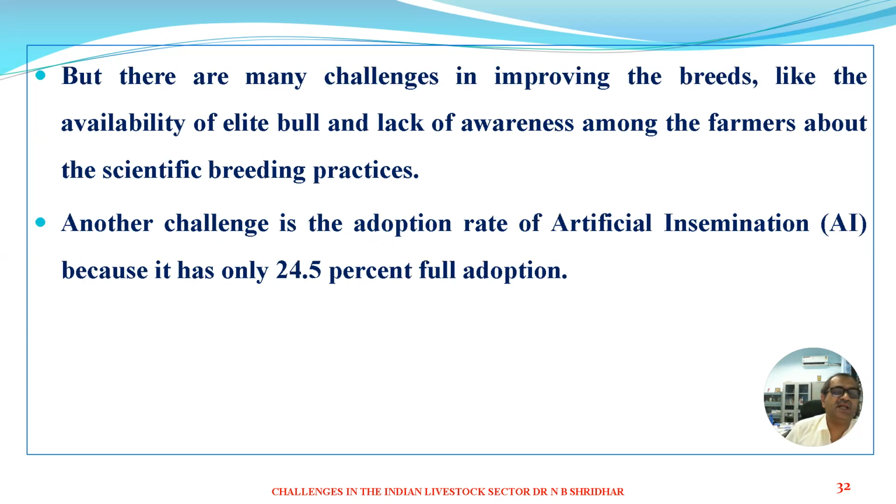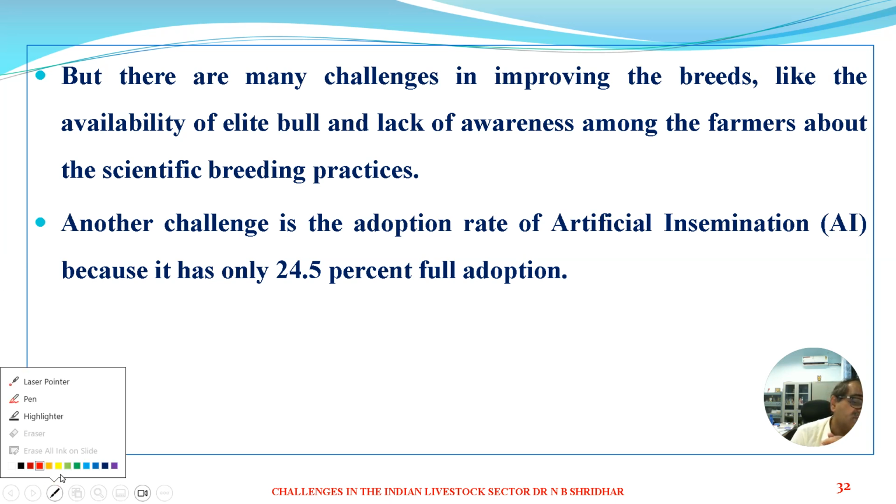But there are many challenges in improving the breeds, like the availability of elite bulls and lack of awareness among the farmers about scientific breeding practice. That is the constraint. And artificial insemination is still not completely adopted, because it has only 24.5% full adoption including the rural stakeholders, and this needs a lot of improvement.